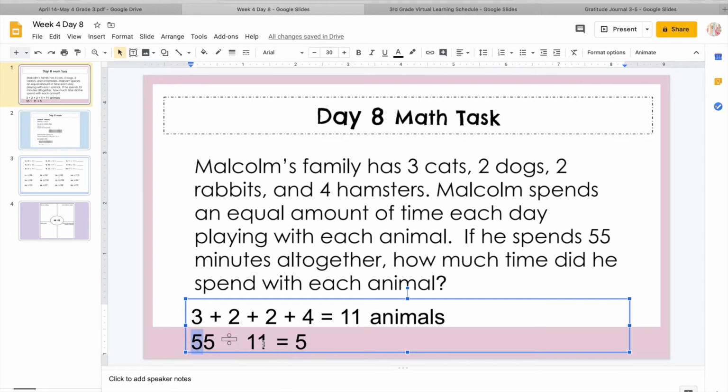If it was 11 times 5, all we have to do is double this, and that's how we get our answer. So, how much time did he spend with each animal? He spent 5 minutes with each animal, assuming that he spent an equal amount of time. Which he did. Now we won't get into that. So, okay guys, I hope that helped. Remember, all we're working on today is dividing by 11 here.